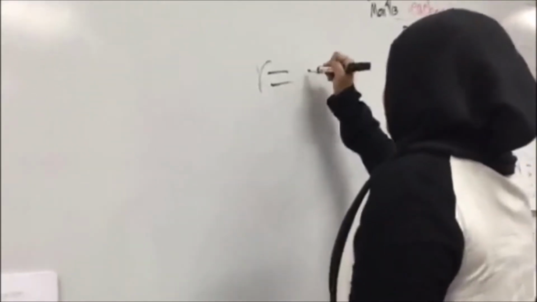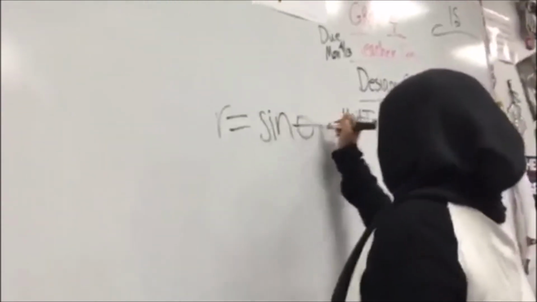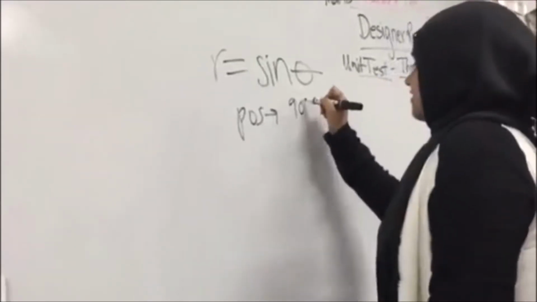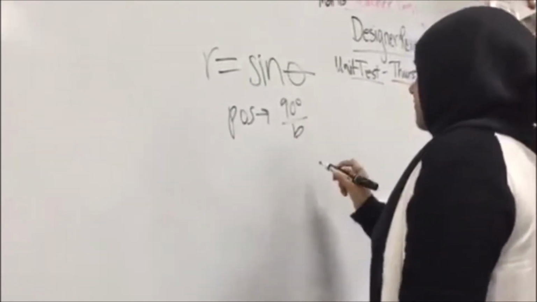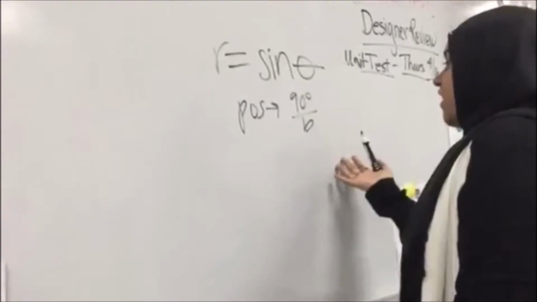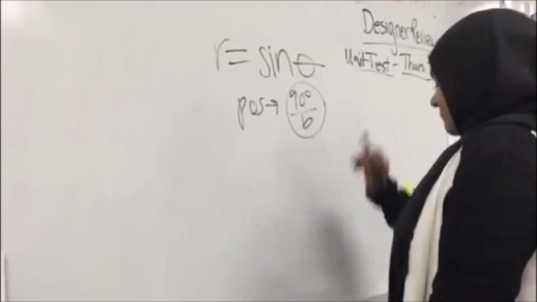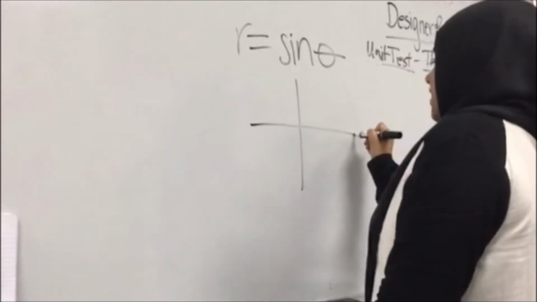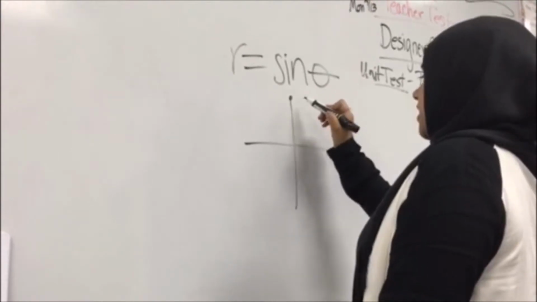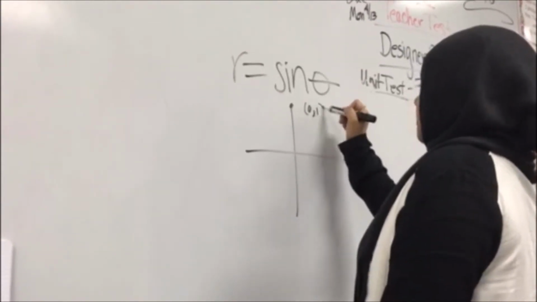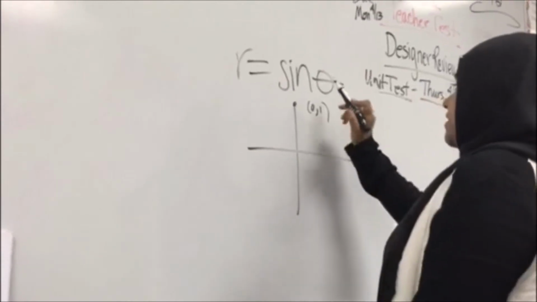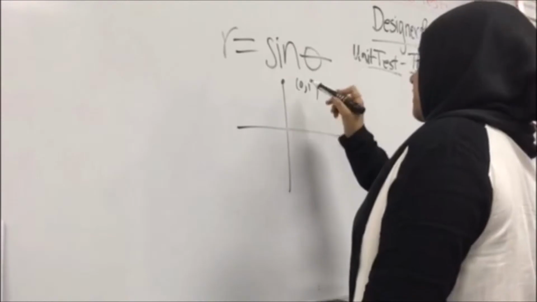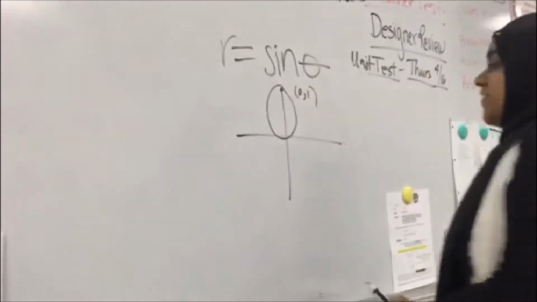We are going to do R equals sine theta. If it's positive, then you take 90 degrees and you divide it by the value of B. If it's negative, you just draw it on the opposite quadrant that you get from this. Since this is positive sine theta, we know that it's going to start right here. This is 0, 1. The value of all of these are 1. And since B is 1 and A is also 1, the length will be 1 and there will be only one petal, and that's how sine theta looks.